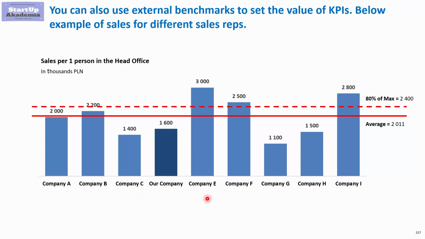So as you can see, if you have data, you can set the value for the KPIs using those 4 methods. So either plan or historical data or benchmarks, external and internal.